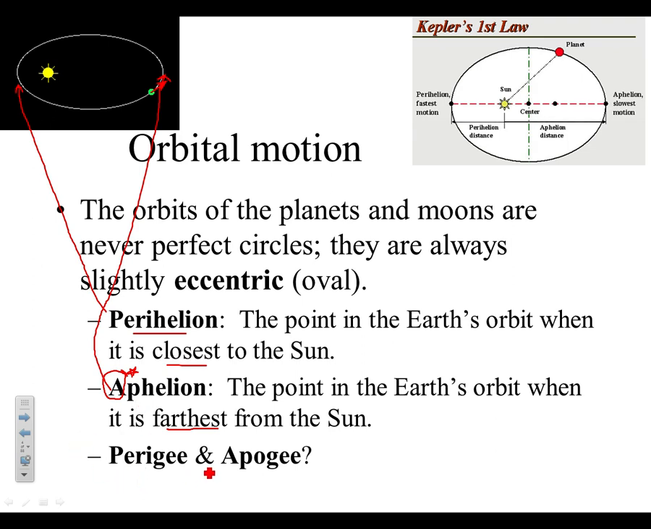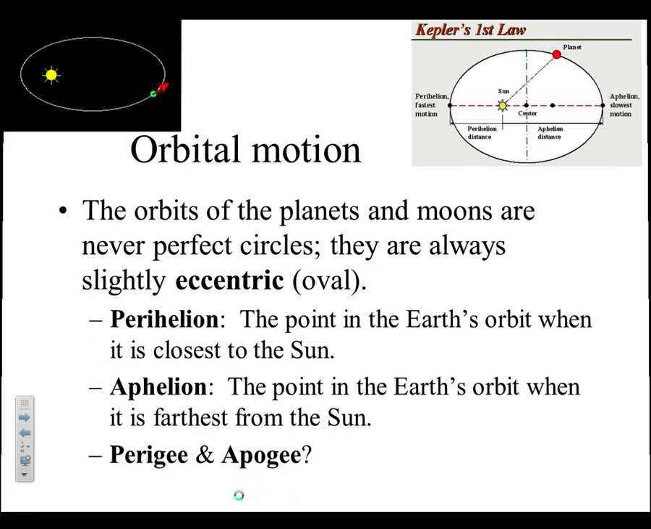Think of the words perigee and apogee. Okay, what do you think they mean? It's going to be closest to something and farthest from something. What about the G, do you think? Okay, that's for the moon. So perigee is when the moon is closest to the Earth, or we're closest to it, and apogee is when we're farthest from the moon, because the moon goes around us in an oval also.